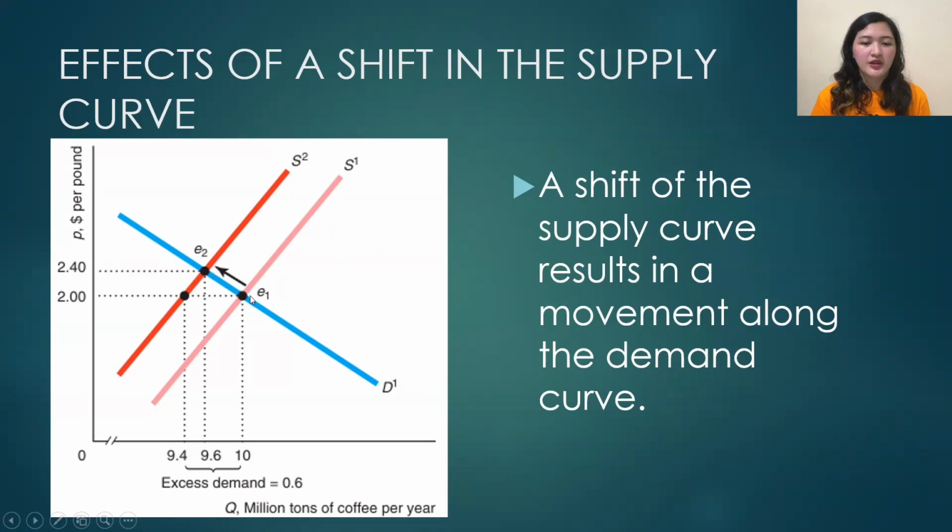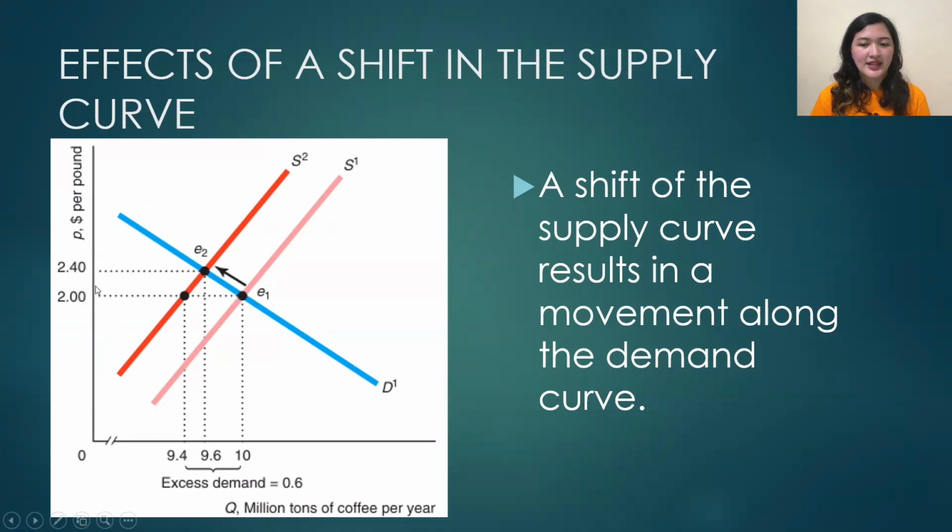At the original equilibrium price of $2 per pound, consumers still want to buy 10 million tons of coffee, but producers are now only willing to supply 9.4 million tons due to the shift in production. This creates an excess demand of 0.6 million tons. With this excess demand, market pressure pushes the price of coffee up.